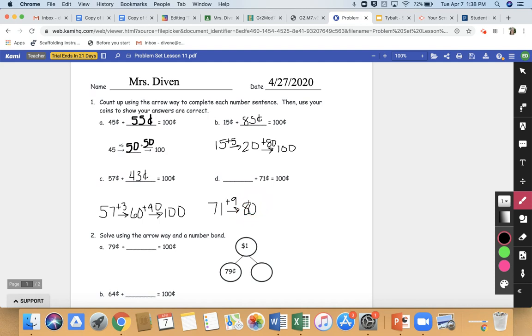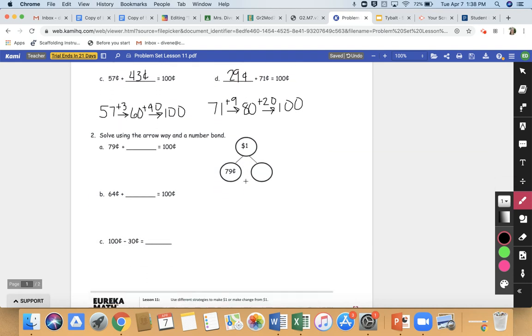Now I need to figure out 80 plus what will get me to 100. So 8 plus 2 I know will get me to the next 10. So therefore 80 plus 20 will get me to 100. And just like before, we're just going to add our two amounts here. So 20 plus 9 is going to be 29 cents. Plus 71 cents will give me 100 cents or $1.